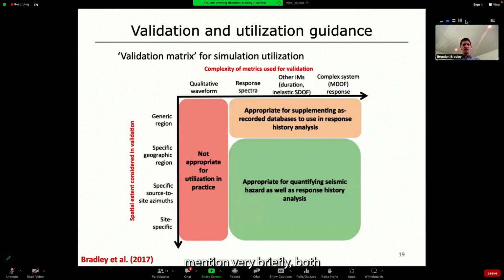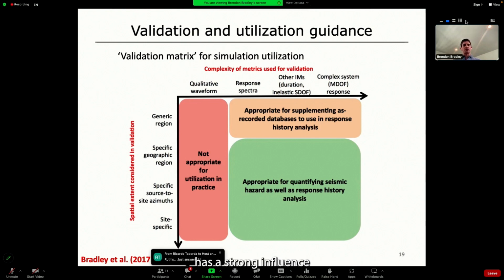One just to mention very briefly, both because it's something I've been involved in, and because it hasn't been touched on by some of the previous presenters, is the site-specific nature, or the spatial extent, of the way we think about the simulations. Chiara talked about the spatial element, but she was referring to spatial correlation, coherency, those sorts of things, where here I'm referring to: are the simulations performed for your specific site, or just for your general region of the world, or actually not even performed for your particular country?